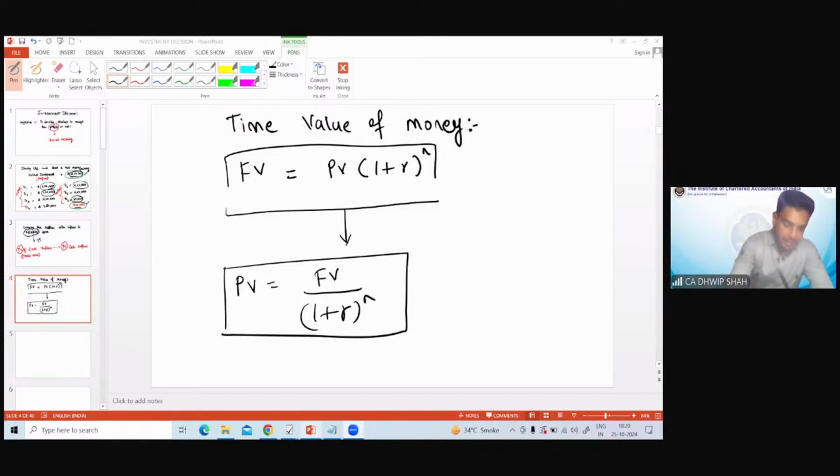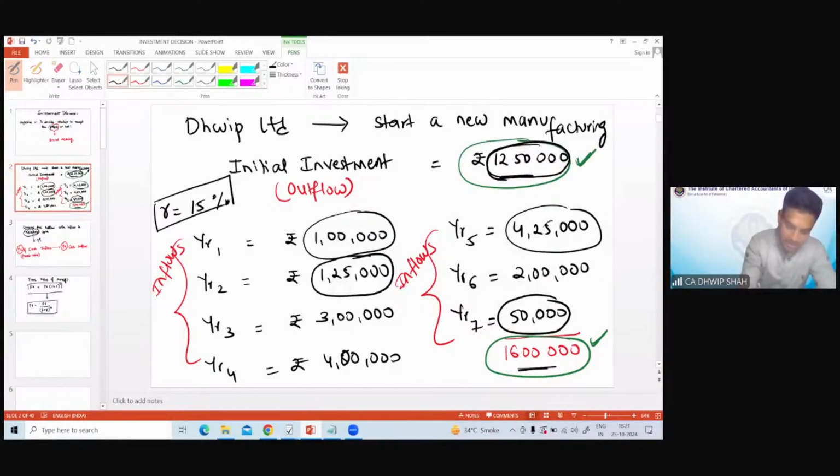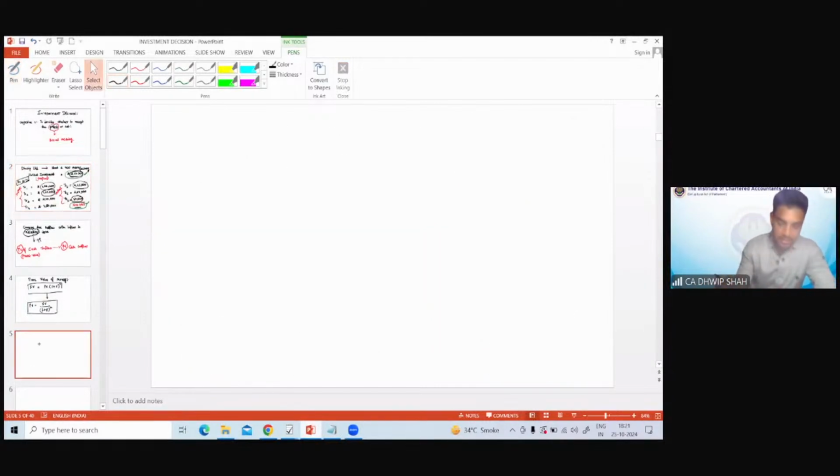Now, continuing with my original example, let's say my required rate of return from the project is 15%. My R is 15% in this case. Now let's make an investment decision and decide whether to invest in the project or not. To make an investment decision, we need to compare the present value of cash outflows with the present value of cash inflows.